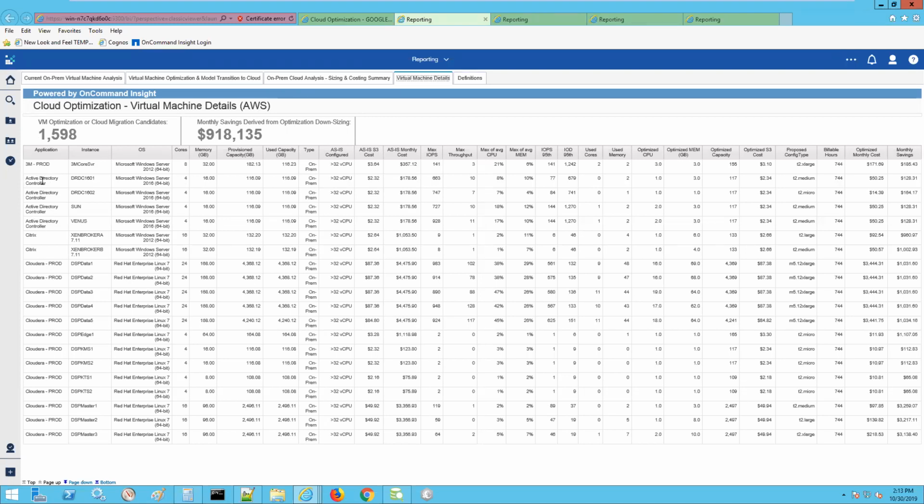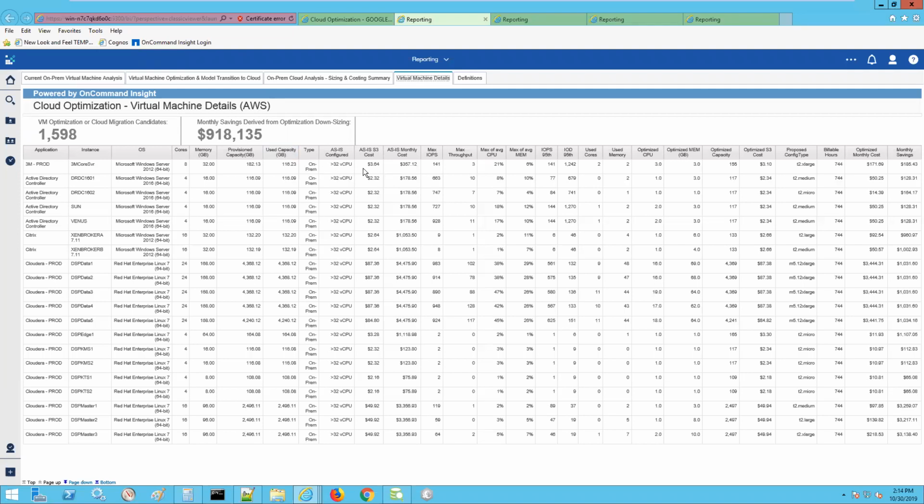So what I do, from left to right, is look at the application that may be running on that specific instance. I have the instance name, of course, the operating system, the current as-is cores and memory, and then any provisioned capacity. I also included used, whether it's on-prem or off-prem. Then I look at the as-is configured. If it's greater than or equal to 32, I just throw in a marker there. It's just for my own reference.